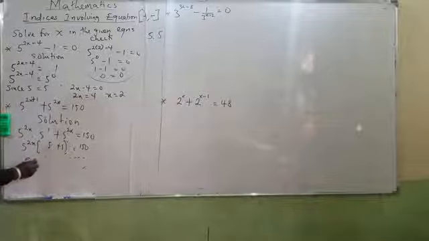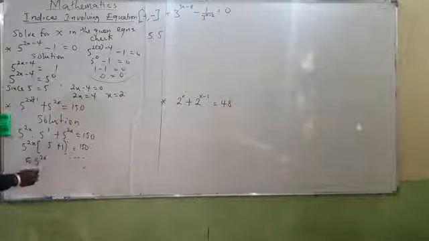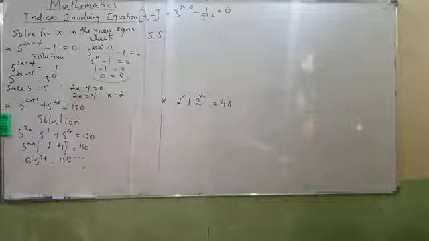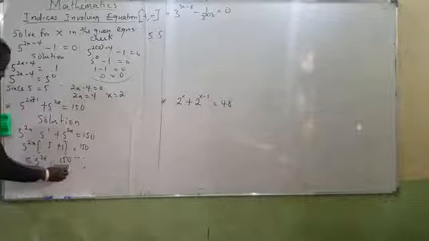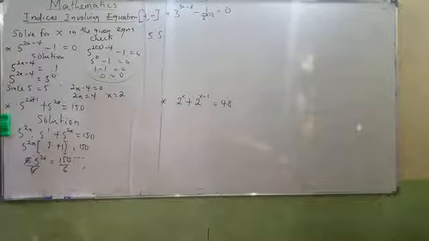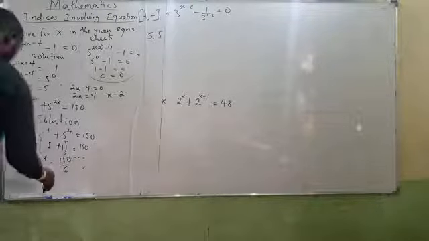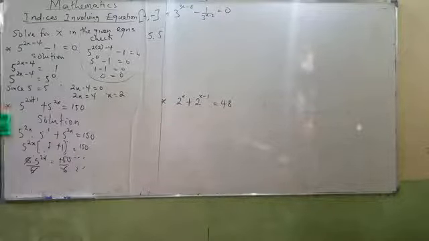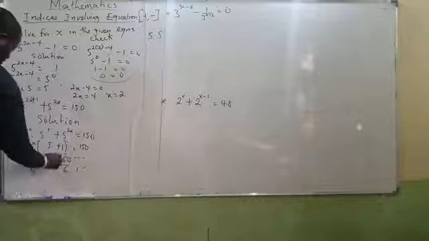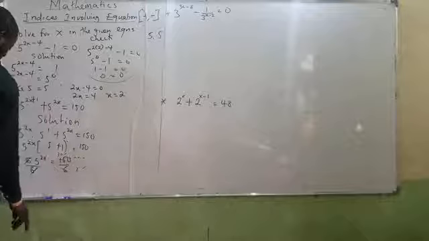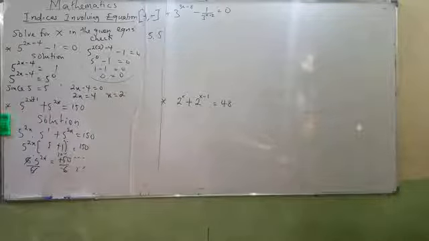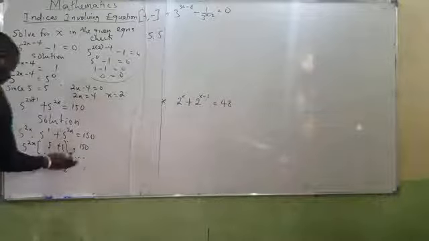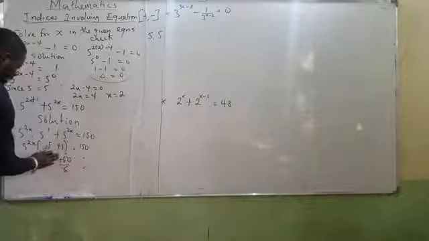I have 6 and 5 raised to power 2x multiply equals to 150. Now, if I divide both sides by 6, this will cancel. 6 divided by 6, and here we have 150 divided by 6, which is 25. If I get it right, I'll be having 25.